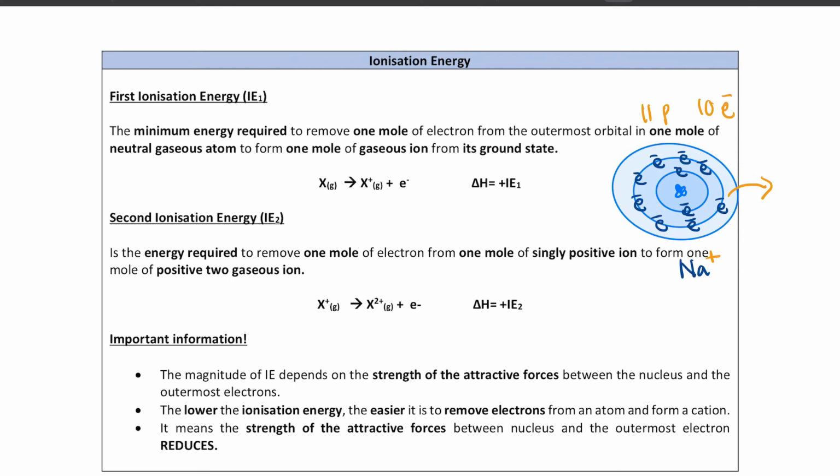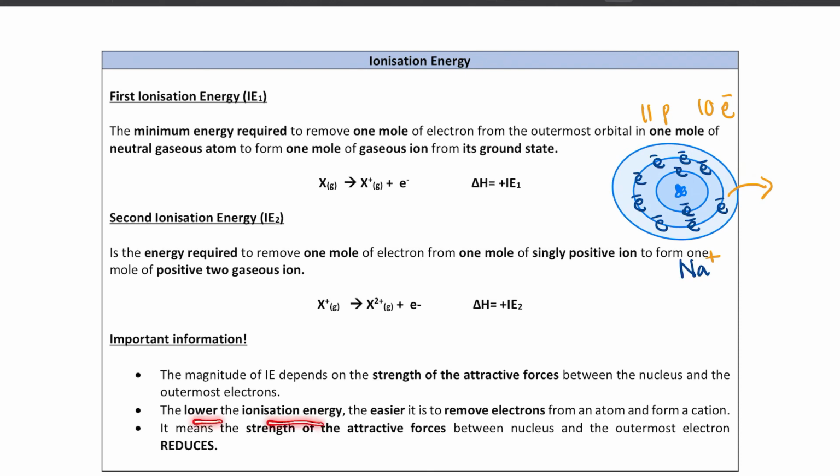Okay, so itu sahaja. And then let us look at important information. The magnitude of ionization energy depends on the strength of attractive forces between nucleus and the outermost electron. Okay, so this one I already mentioned just now. If the strength of attractive forces between nucleus and outermost electron is very strong, that means you need a very high energy lah untuk remove the electron.